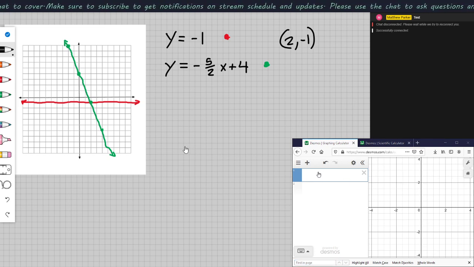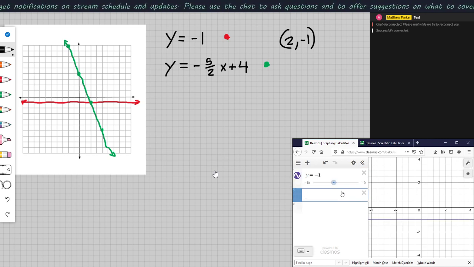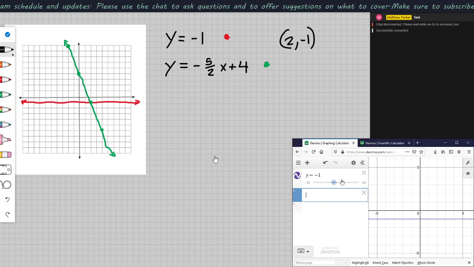Alright, so I'm going to put it in just to see if Desmos comes out with the same answer that I just found. These are half marks, so I'm going to zoom out just a little bit so it's a little bit easier to see. And then 5 divided by 2.